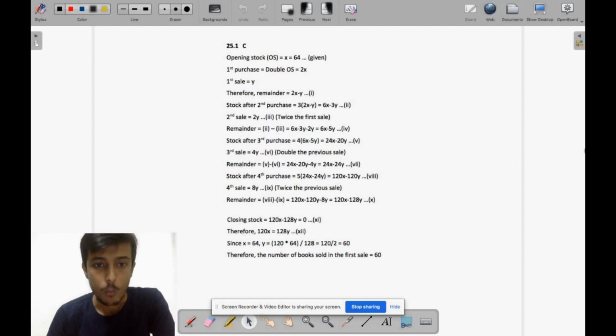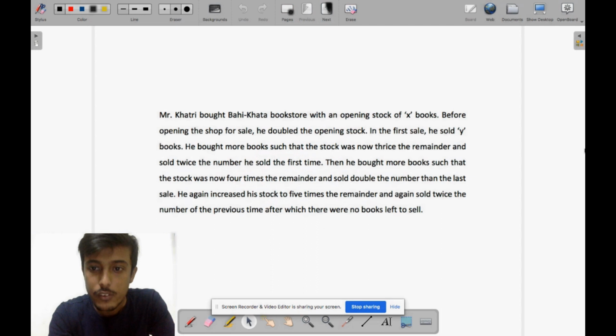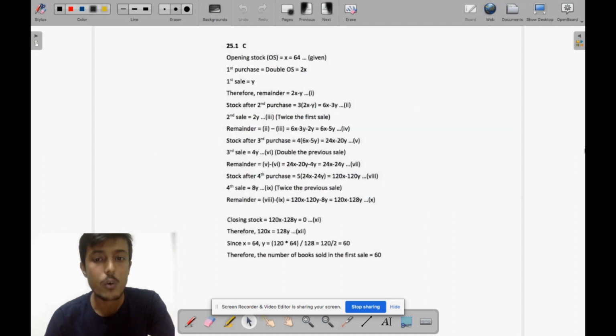Now, what happens? Stock after second purchase. He triples the stock. As you can see, in the first sale, he sold Y books, and he bought more books such that the stock was now thrice the remainder. The remainder is 2x minus y. So focus on the second equation: stock after second purchase will be 3 into the remainder from the first purchase, which is equal to 6x minus 3y, the second equation.